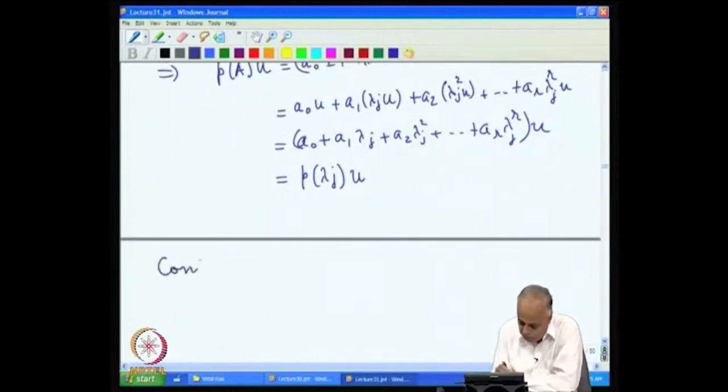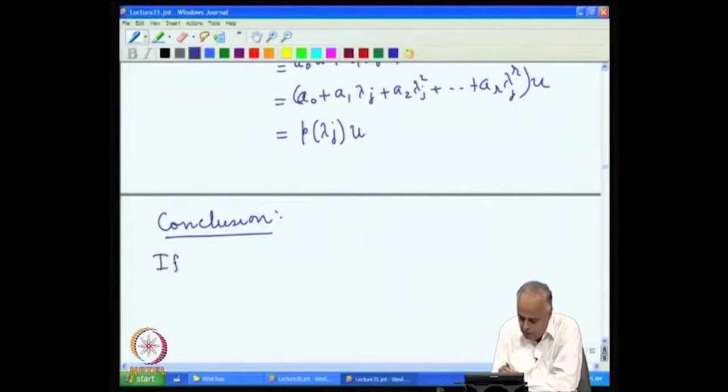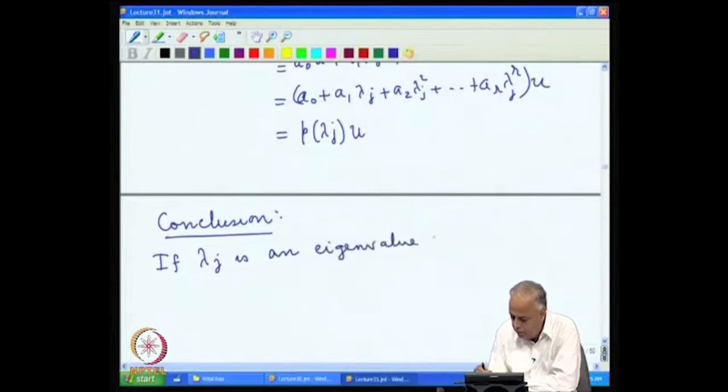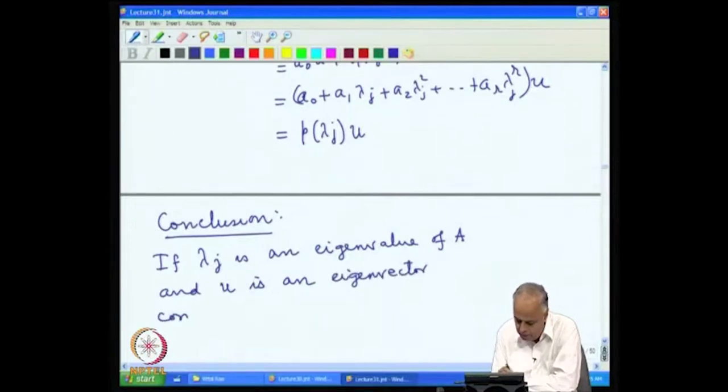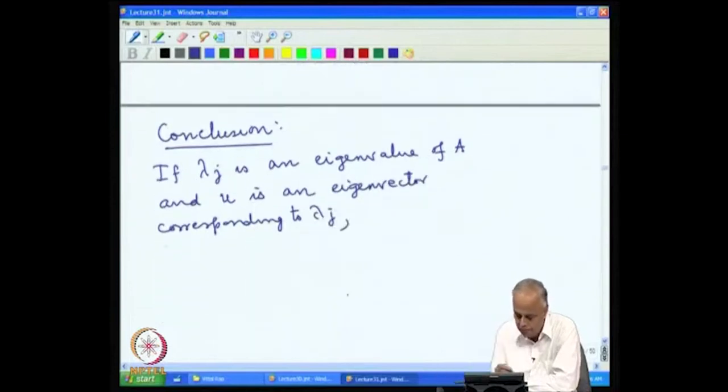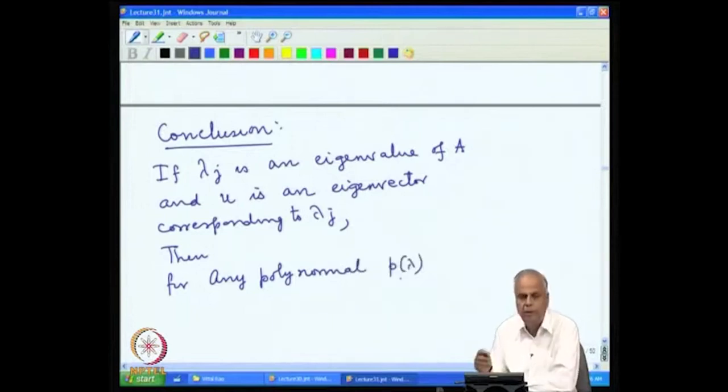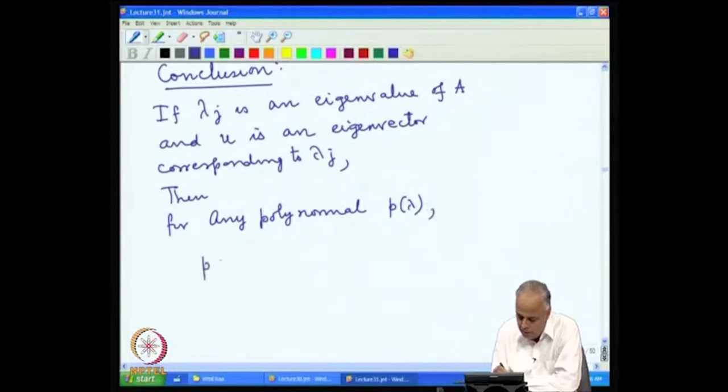So, what is our conclusion? The conclusion is that if lambda j is an eigenvalue of A and u is an eigenvector corresponding to the eigenvalue lambda j, then for any polynomial p(lambda), we are assuming everything over complex, p(A) u is equal to p(lambda j) u.